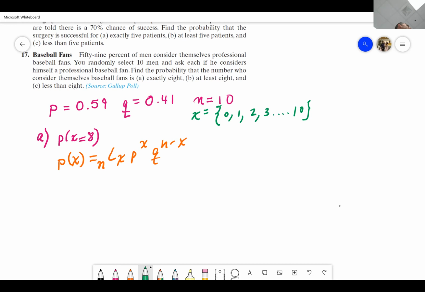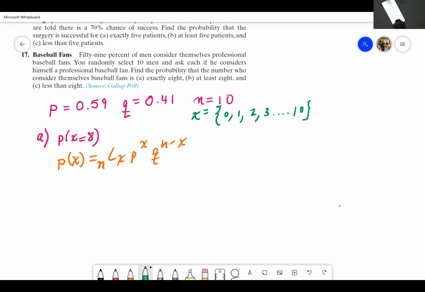Because you can pick 10 men, and there's no guarantee that 59% of them are going to love baseball. There's no guarantee because it's a random selection of men. Not all the time do you pick them like 50-50, 59-41. It's not going to work that way. There is a probability associated with picking 10 and getting 3 that I like and 7 that I don't like. And that's called a binomial distribution. We do it through a binomial distribution.